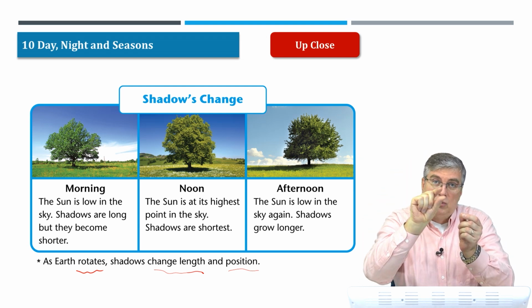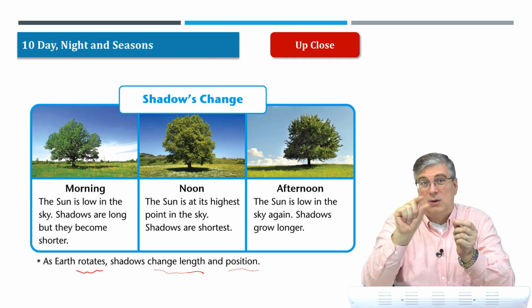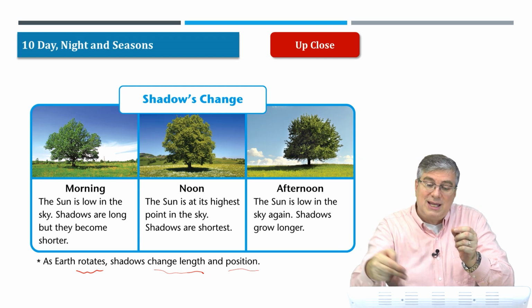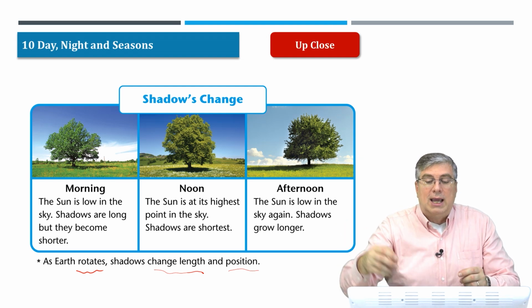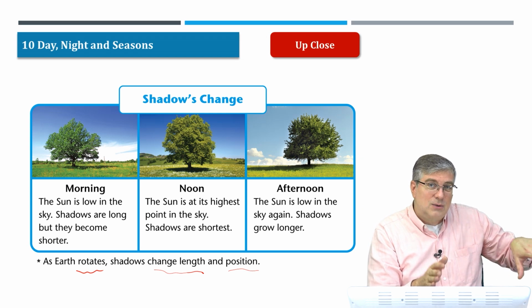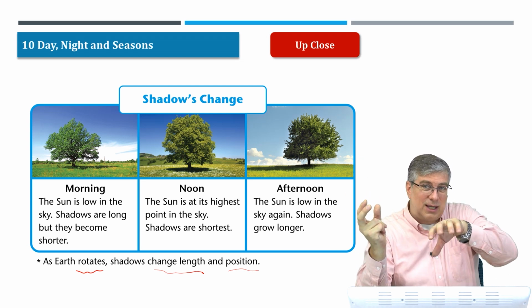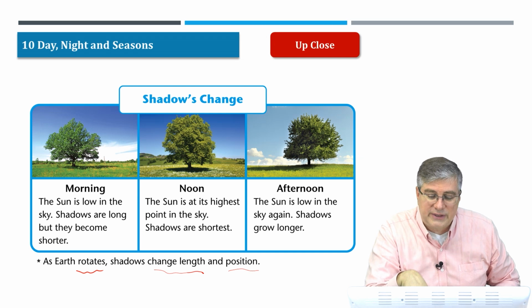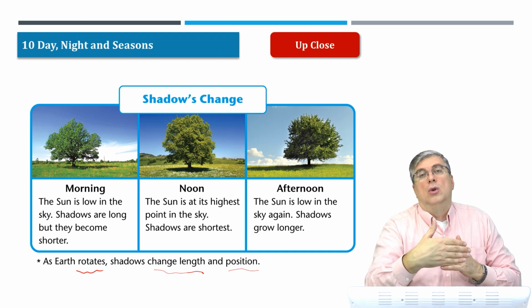Now, the sun is moving, of course, to the west where it will set. And as it moves over to the west, now it's hitting the tree at the opposite angle. And so the shadow becomes long, and now it's stretching over to the east, right? Sun is in the west, hits the tree, and the shadow is created to the east of the tree. So the sun is low in the sky again, shadows grow longer.